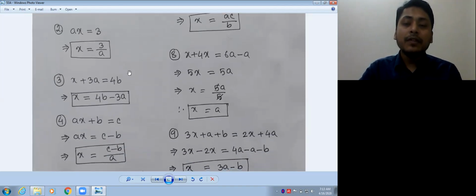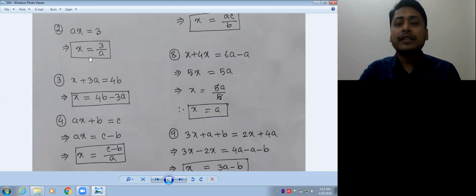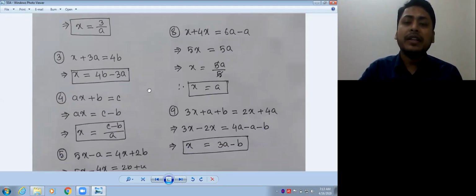Now for maths 2, ax equals 3. Here, a is in multiplication, so it will be division in the right hand side. Okay. Now, x equals 3 by a, very easy maths.